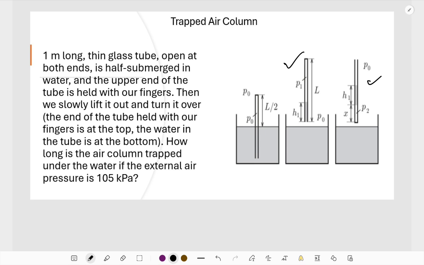Look, initially the air pressure in the tube of length L is equal to the external air pressure, which I would like to write as P naught, since the tube is open. And after you put your finger here, some air is getting trapped, but it is still at pressure P naught. The pressure is the same.